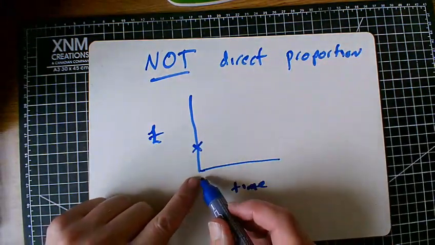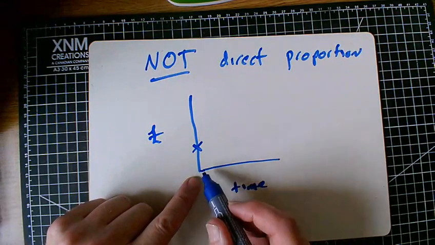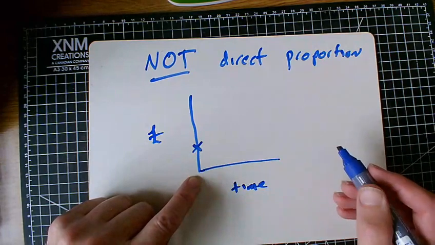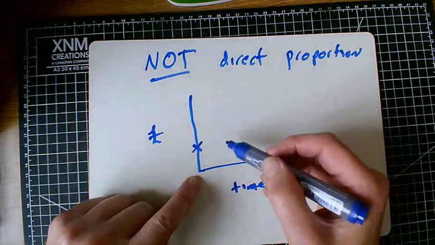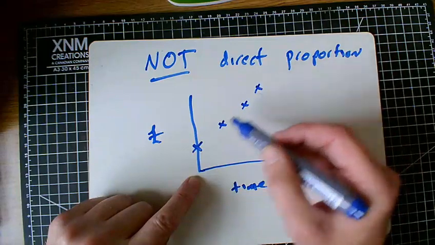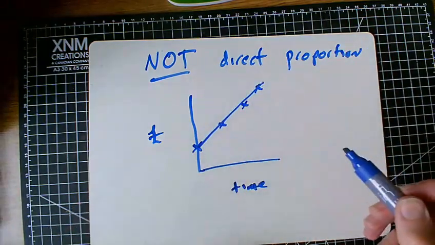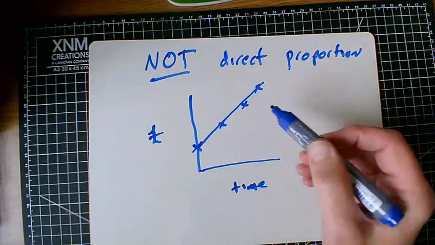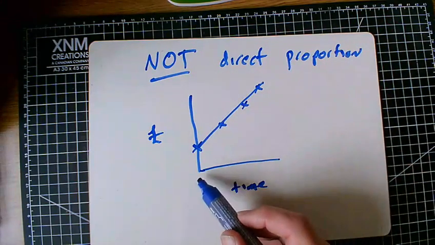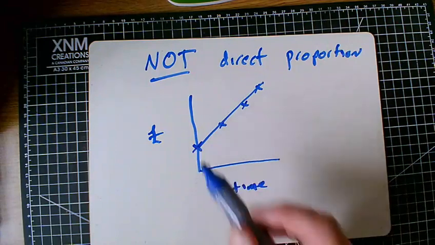So the plumber arrives at your house, he does no work, but just because he arrives at your house, he's going to cost you some money. Then of course, as the time increases, the longer he spends on the job, the more he's going to charge you. So this, on face value, looks as if it is a direct proportion problem, but it isn't, because 0 time does cost you money.